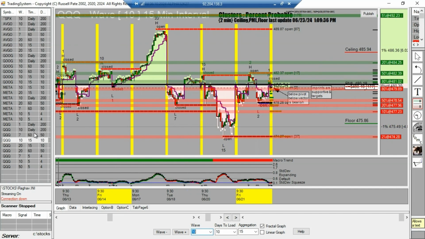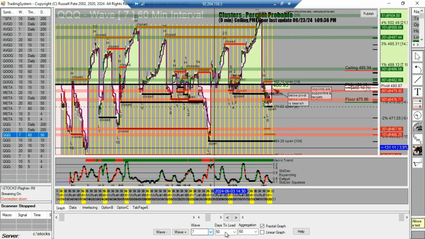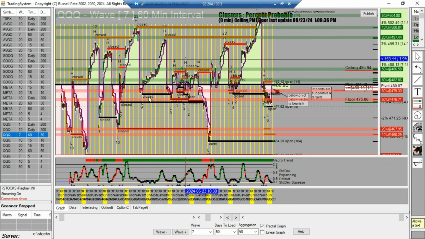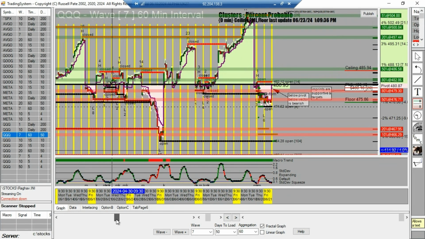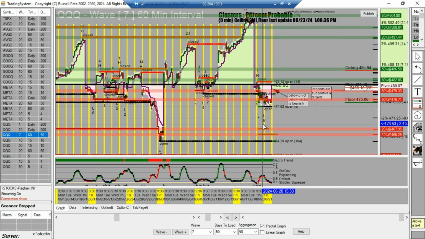Okay, now I'm going to be loading a different time frame. For example, I have loaded the wave 7 right here, 50 days of data, 60-minute aggregation. So basically 1 hour time frame. All right, you can see here, it's the same stuff again. We have the green macro. You can see how explosive the green moves are.